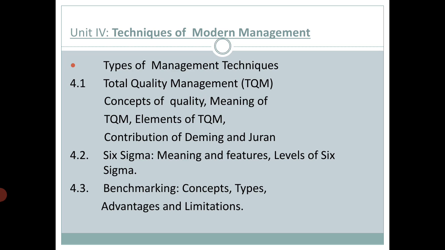So another point in your unit number 4, techniques of modern management, is Six Sigma. Six Sigma is a statistical concept which strives to make a product that is error free. It is used to describe a standard deviation. Standard deviation is a measure of variation. Six Sigma is seen as the most powerful breakthrough management tool ever devised.